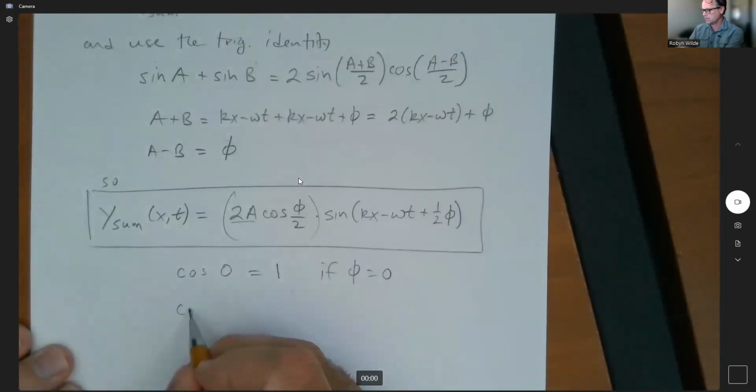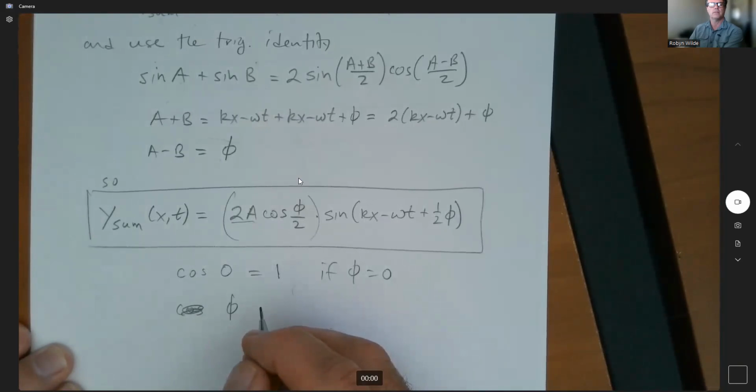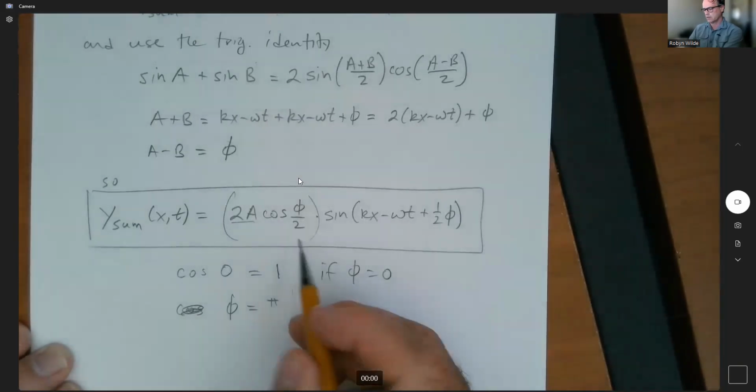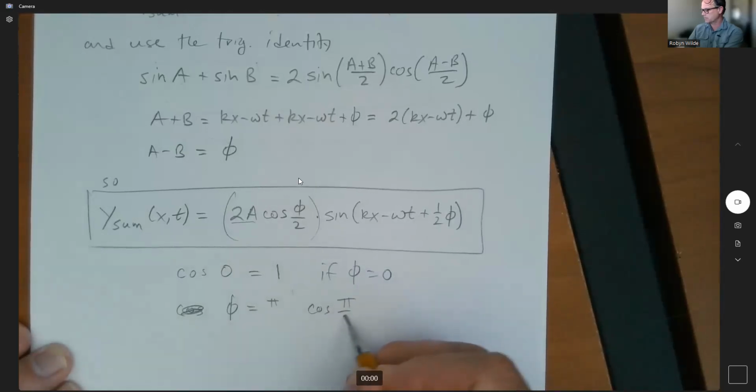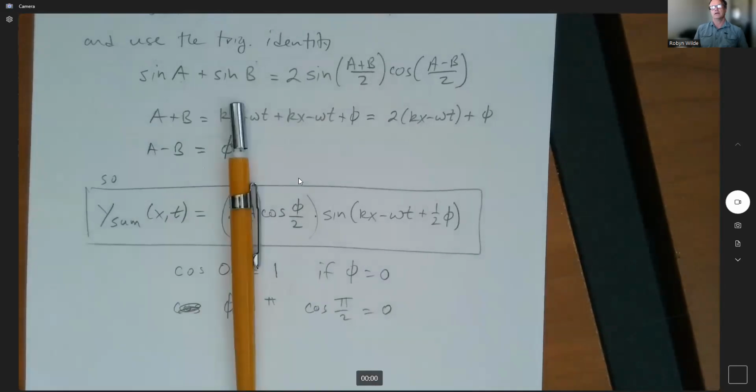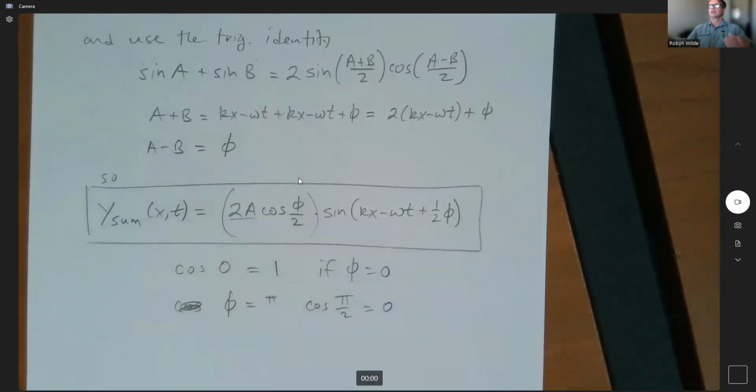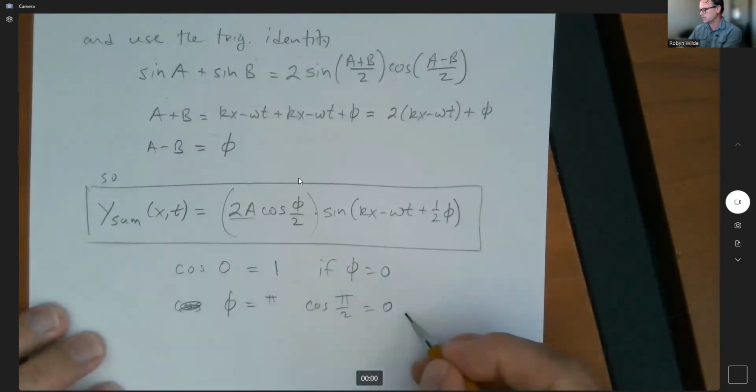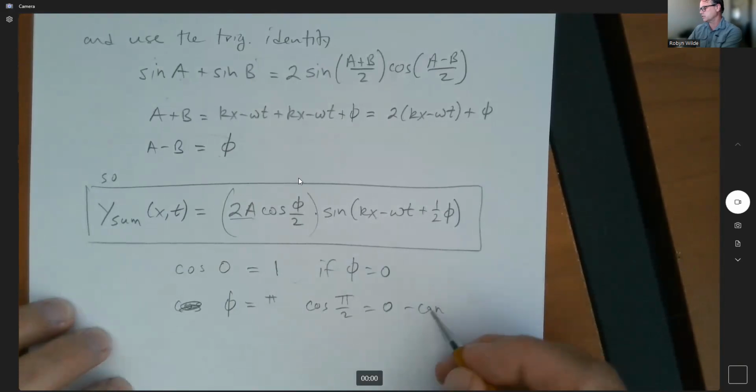Now, what if phi is, let's see, pi? Well, cosine of pi over 2 is 0, right? And I will get 0. The waves will actually cancel out. And if you think about it, by changing the phase by pi, you're actually going the other way, right? Pi is 180 degrees, so one is going down and the other is going up. They cancel each other out. And this is our destructive interference case.